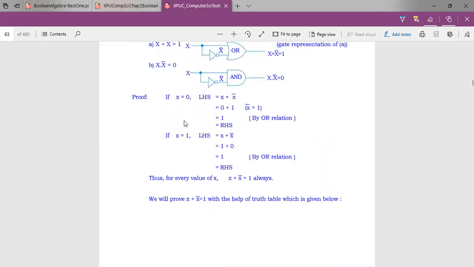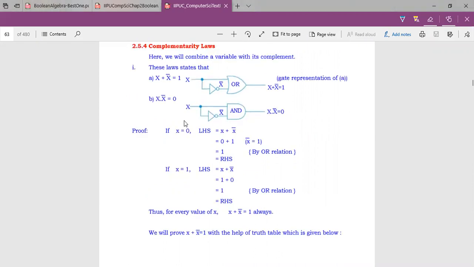Substitute. There is only one variable now, x only. Complement of x is not taken as a separate variable. It is the same variable in the complement form. Are you getting? Let us prove. Yes. Substitute x is 0. LHS x plus x bar is equal to 0 plus 0 bar. 0 bar is how much? 1. So that is equal to 0 plus 1 is equal to 1, which is equal to RHS.